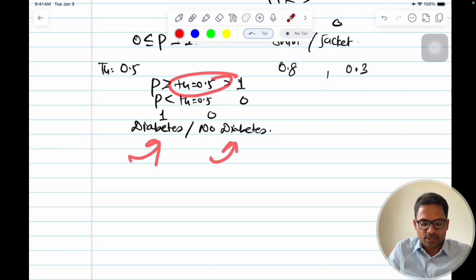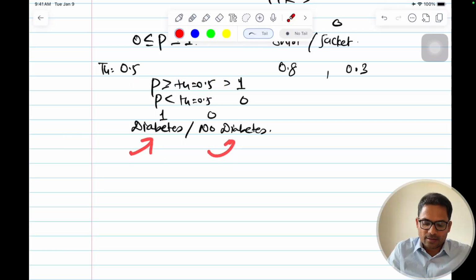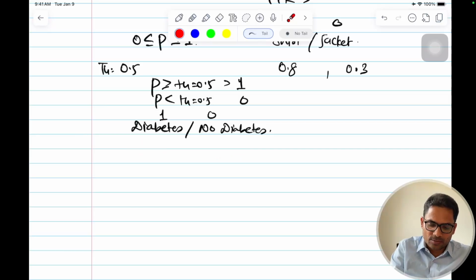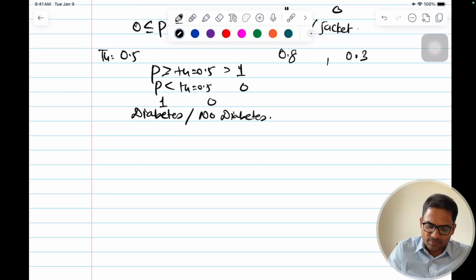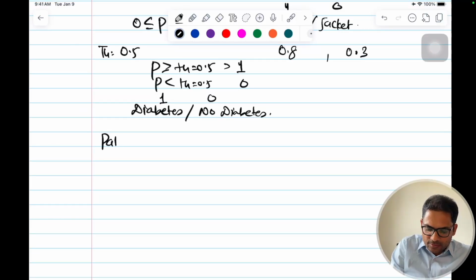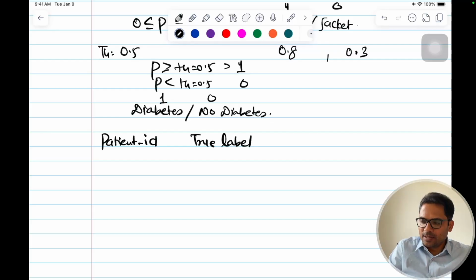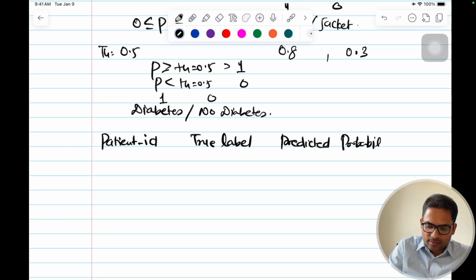If not, there will be some kind of sugar in the blood, right? So that test is being done, and if that is less than that threshold, then it will be 0. For us, let that be 0.5. So we have data: a patient ID, the true label, that is the final label that we have, and then the predicted probability.